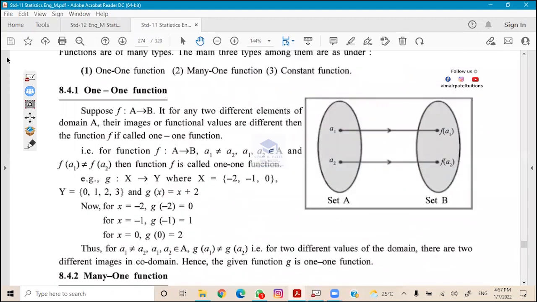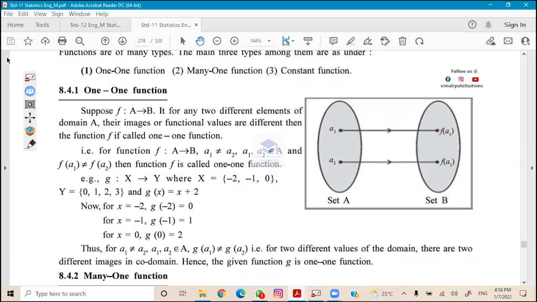Now see the type of function. One-one function. Suppose f is a function from A to B, and for two different elements of A, their image or functional value are different in B. Means each and every element of A will have a unique value in B.